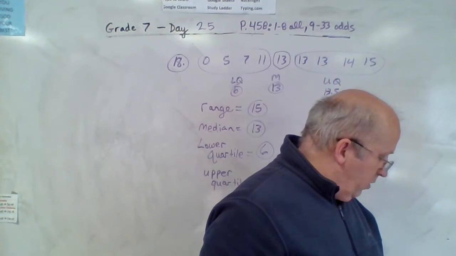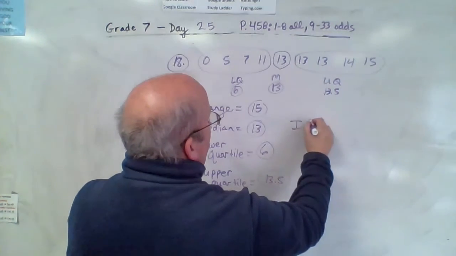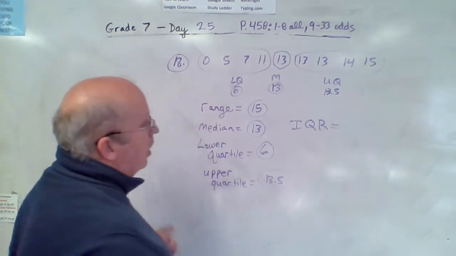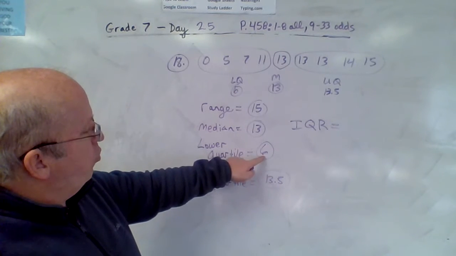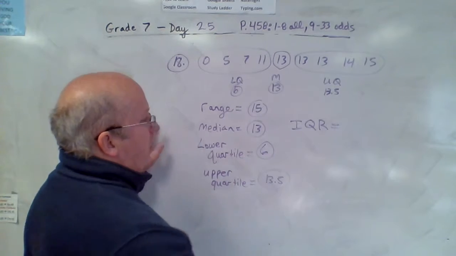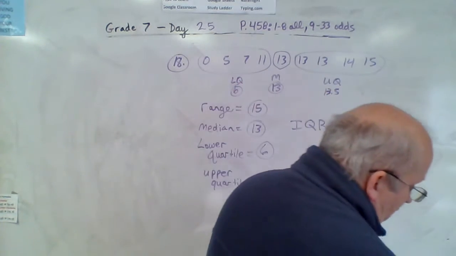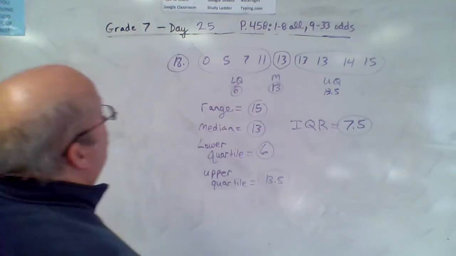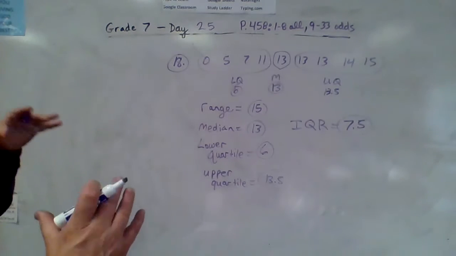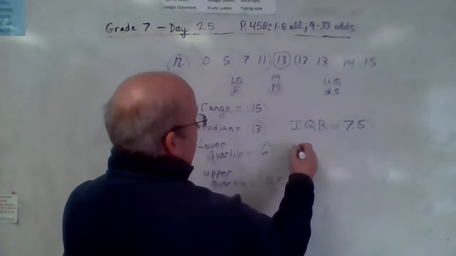What else do we need to find? We need to find the interquartile range. I'm going to abbreviate interquartile range, IQR. The way we find that is just simply taking the upper quartile and subtracting from it the lower quartile. And if I do that, I get 7.5 as an answer. Finally, we need to look for any outliers. Do we have any numbers that are really far away from the data? And the answer to that is no, there are no outliers in this case.